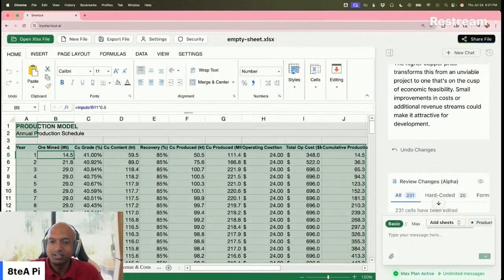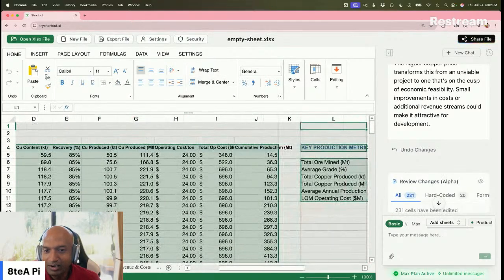So 14.5 million tons at a copper grade of 41%. And then it just kind of randomly jammed the numbers together to get the 59.5. It should really have been 14.5 multiplied by 0.41 divided by 100, and then divided again by 1,000. But the formulas are wrong. It got the right answer, but the formulas are wrong, which is equivalent to having a wrong answer anyway. All right.